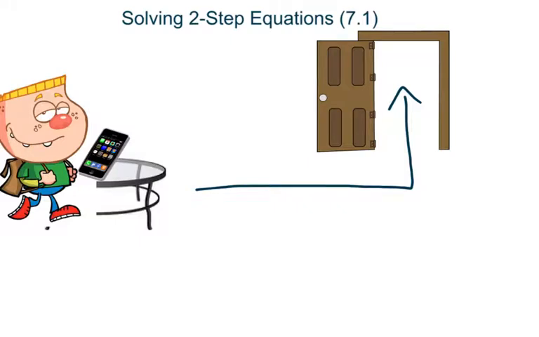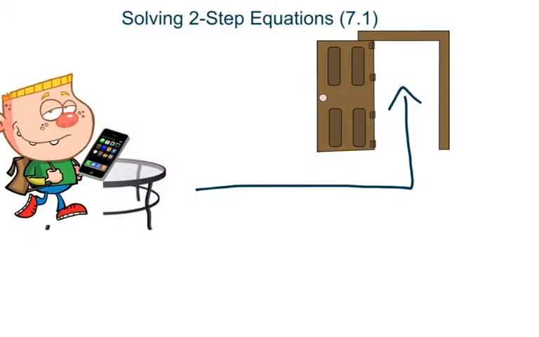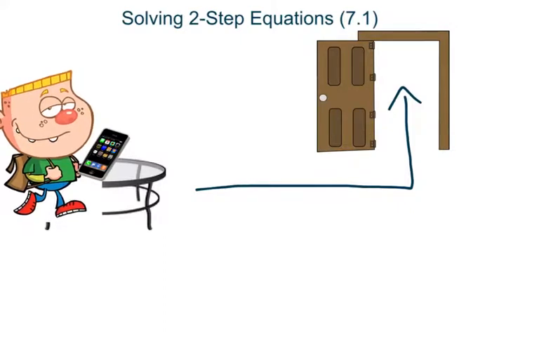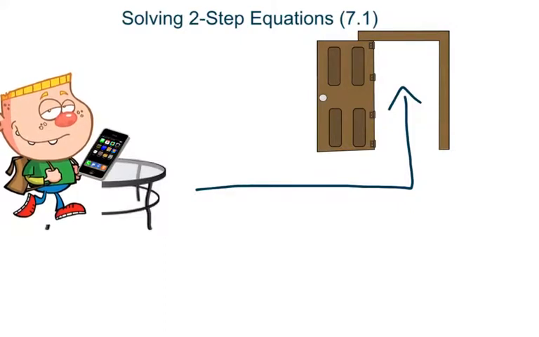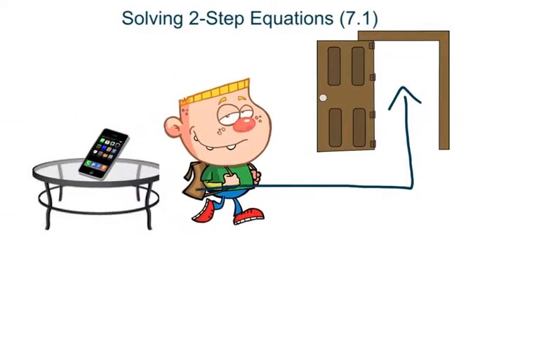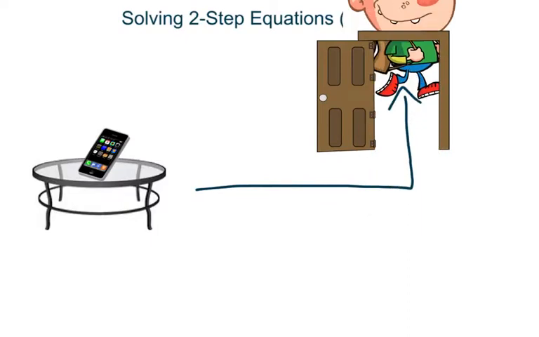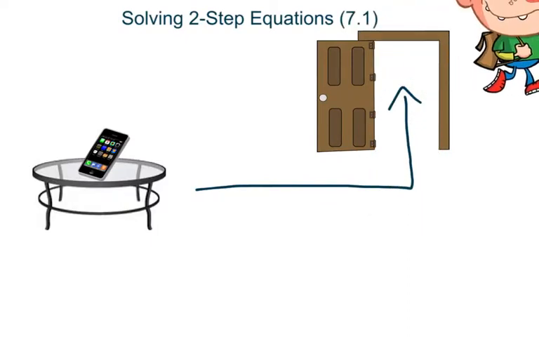Alright, solving two-step equations. Before we get started, let's talk about something we do every day. We put stuff down, and then we try to remember where we put it. So let's say you get a call from your friend, and you leave your cell phone on the coffee table so you can go out and play with your friend. You go out, take a left, and go out the door to play.